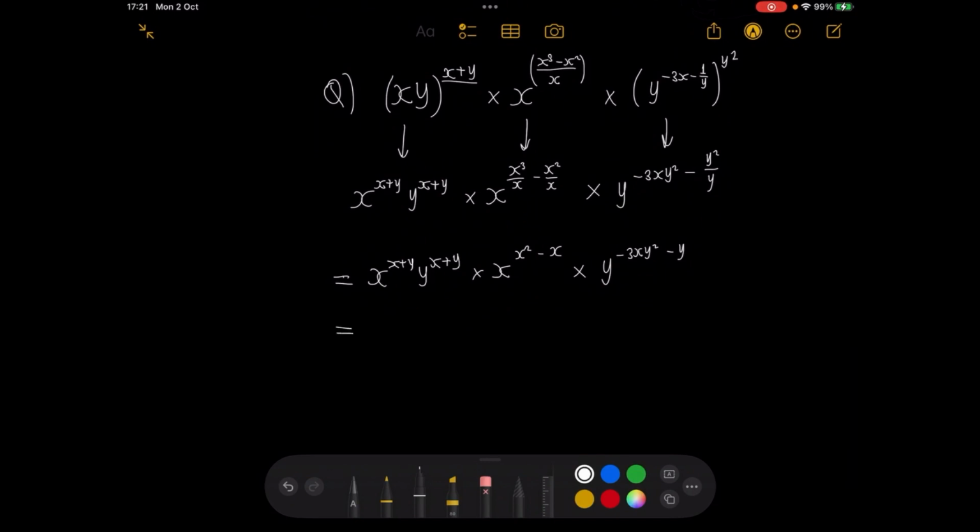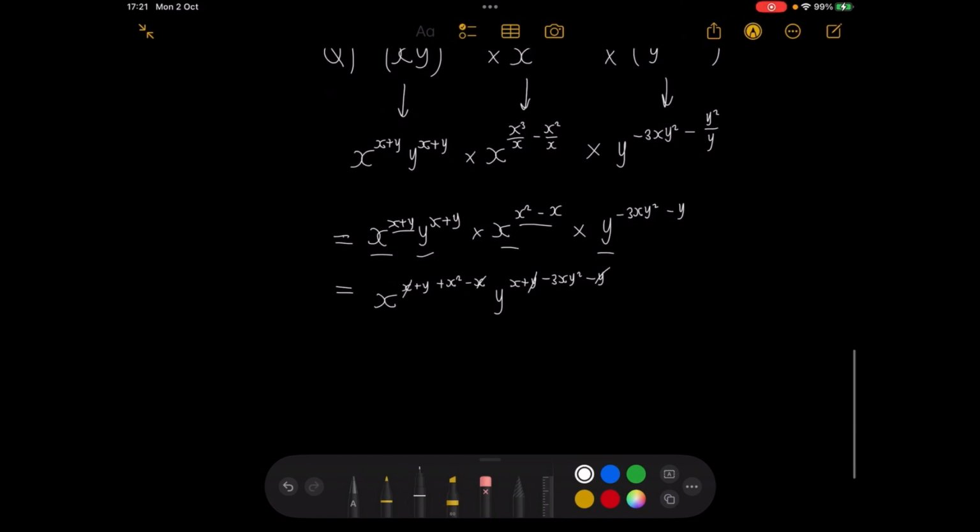So now we can just combine similar bases. So for x we have x to the x plus y plus x squared minus x. All we're doing here is adding up the powers using the first rule of exponents. And then for y we have y to the x plus y minus 3x y squared minus y. So we can see here that plus x minus x is 0 and plus y minus y is 0.